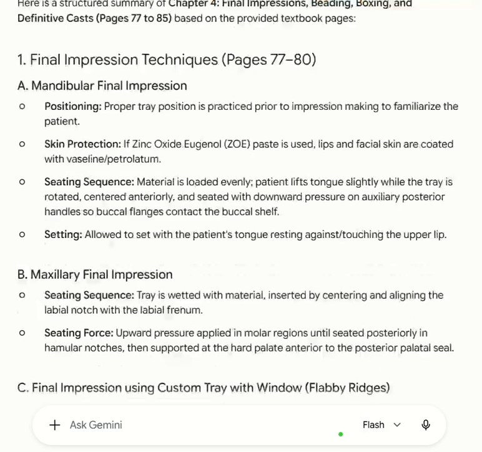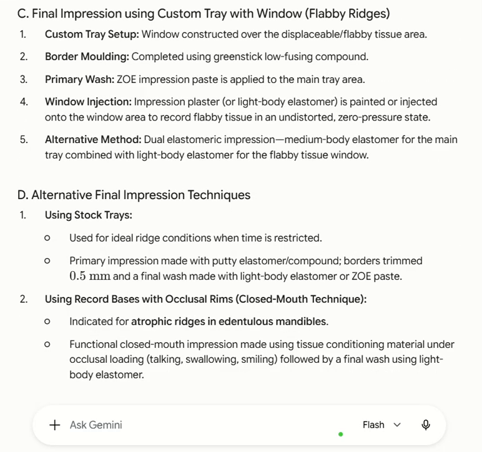C. Final impression using custom tray with window, for flabby ridges. Custom tray setup: window constructed over the displaceable, flabby tissue area. Border molding completed using green stick low fusing compound. Primary wash: ZOE impression paste is applied to the main tray area. Window injection: impression plaster or light body elastomer is painted or injected onto the window area to record flabby tissue in an undistorted, zero pressure state. Alternative method, dual elastomeric impression: medium body elastomer for the main tray combined with light body elastomer for the flabby tissue window.